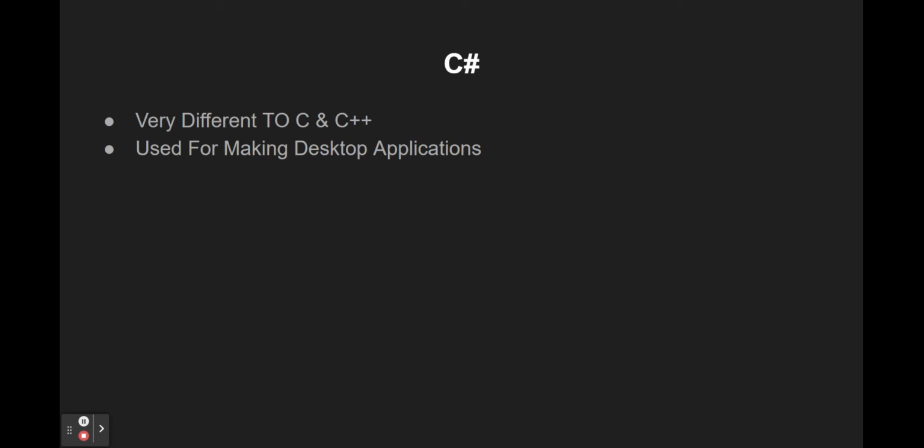C# is also a bit like C and C++, but quite different because it's used for completely different things, namely making just basic or advanced desktop applications. So that's what programming languages do.